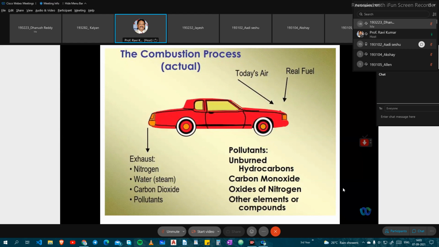With today's air and real fuel, we have pollutants: unburnt hydrocarbons, carbon monoxide, oxides of nitrogen, and other compounds. The exhaust will have nitrogen, water, steam, carbon dioxide, and pollutants.